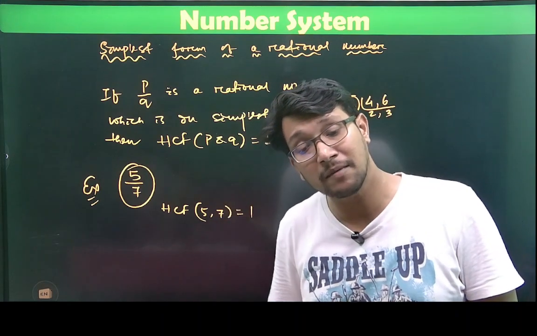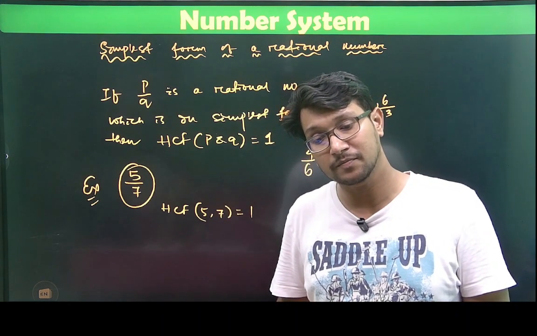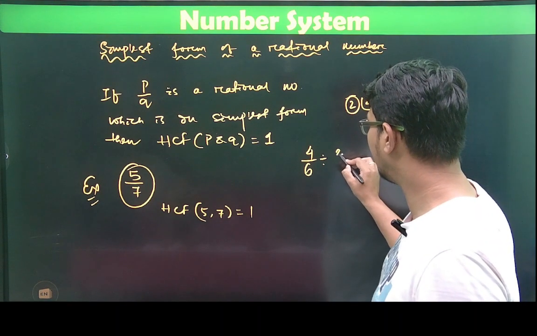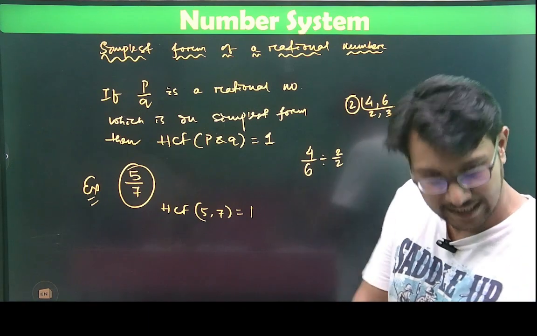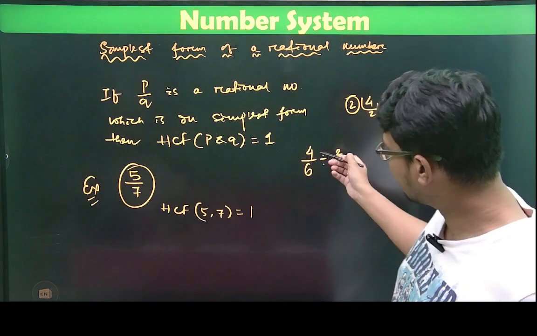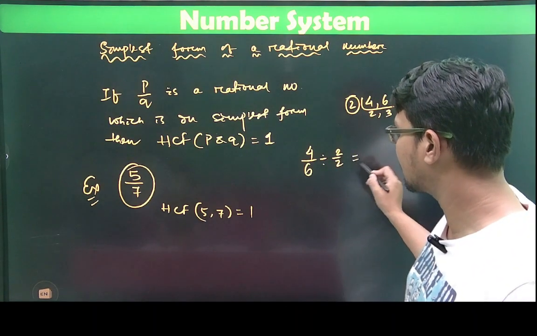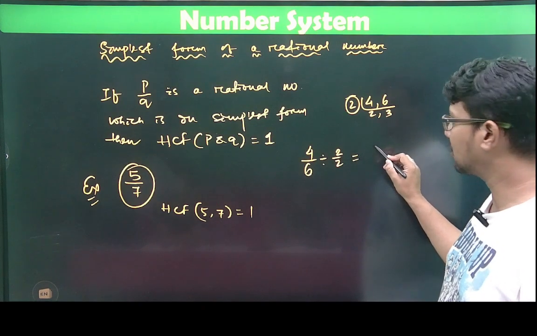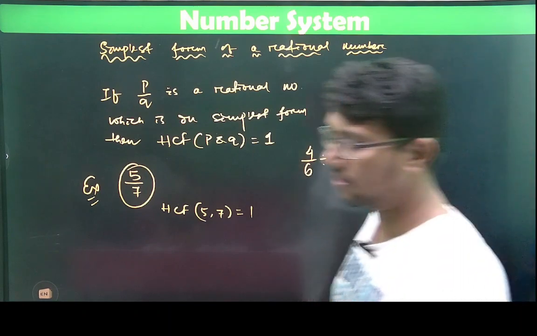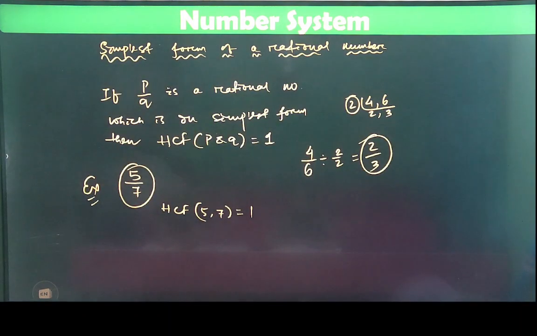A rational number is in simplest form only if the HCF of P and Q is 1. Here it is 2, so this is not in simplest form. Then how can we make it simplest? Not by cutting, but by dividing by their HCF. So we cancel by the HCF of 4 and 6. 4 divided by 2 is 2, 6 divided by 2 is 3. Is this in simplest form or not? Look carefully and check whether you have understood. Clear?